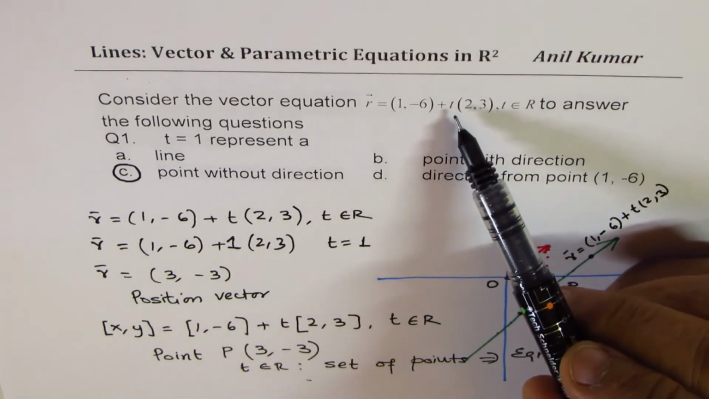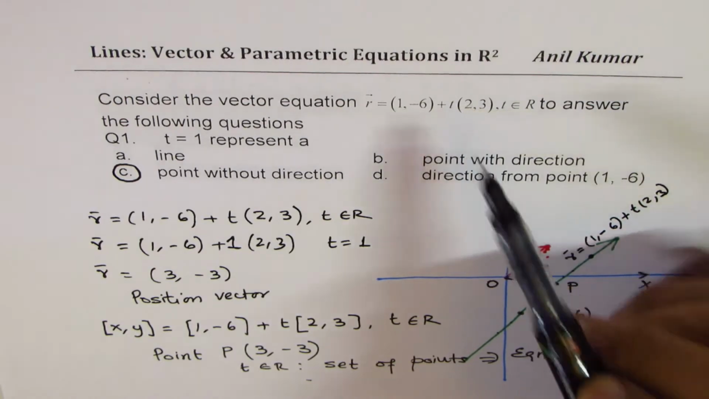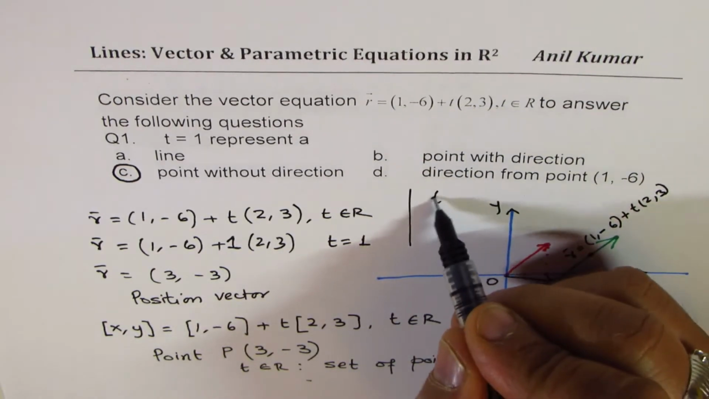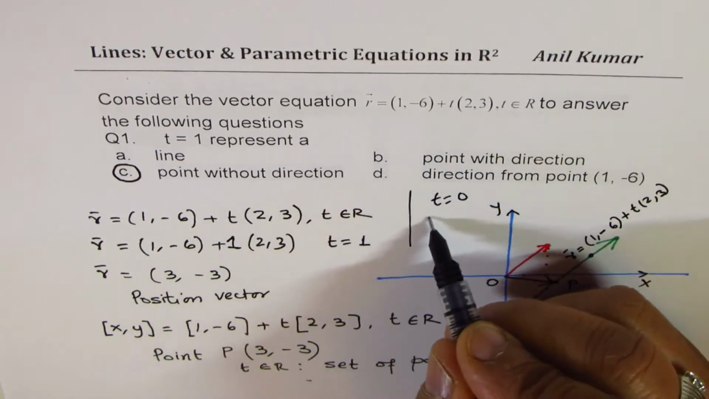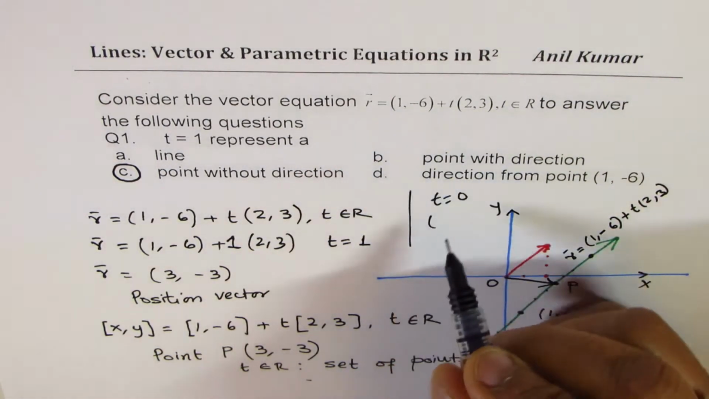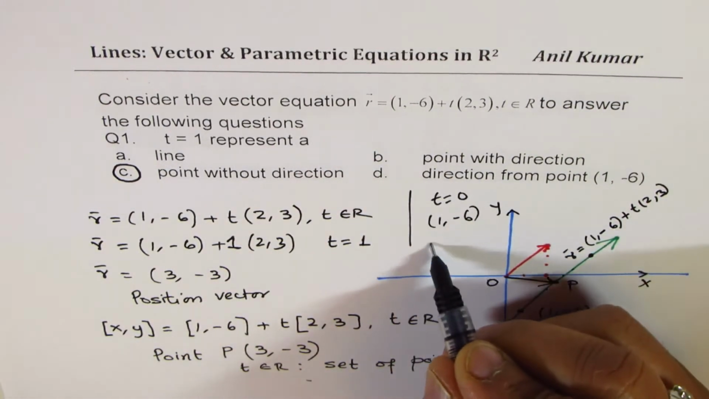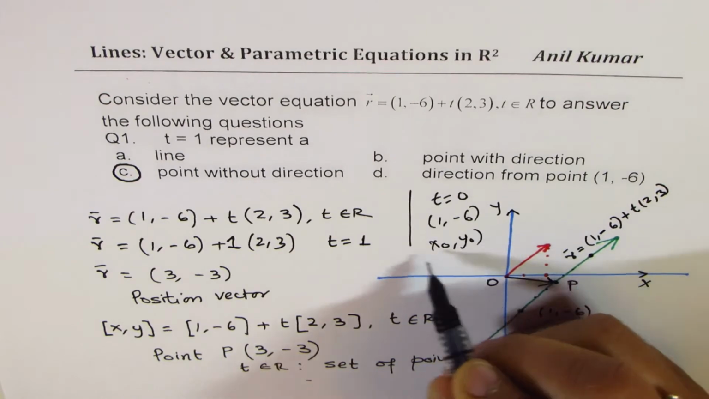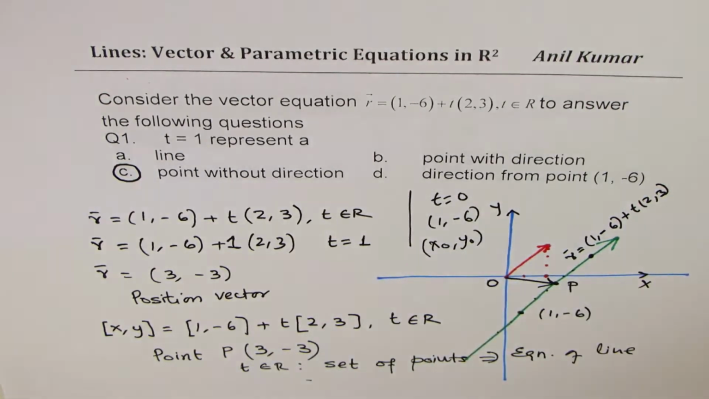If I write t equals 0, then what? Let this be a question for you. If I write t equals 0, I get this original point. We normally say x0, y0. Is it okay? But still, it is just a point without specifying any particular direction, right?